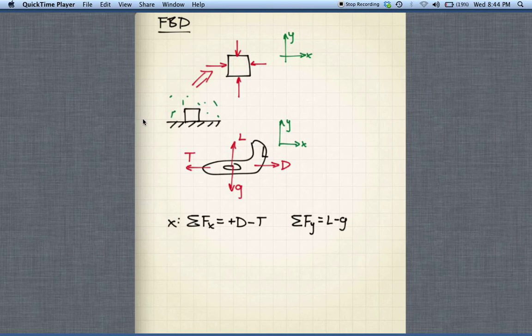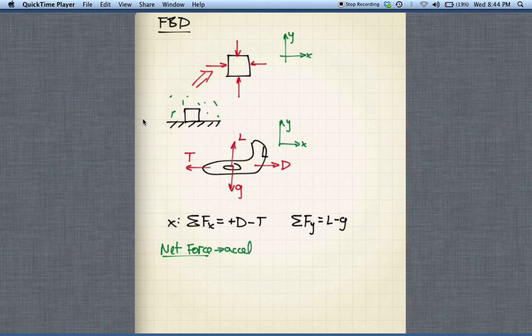Now, this is important because remember when I said that force was proportional to acceleration, that any force would cause an acceleration? This isn't exactly true. Only a net force will cause an acceleration.